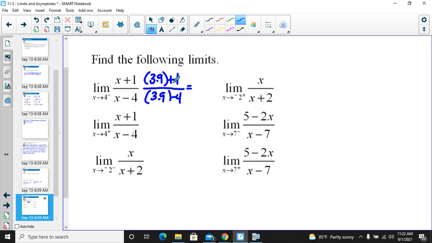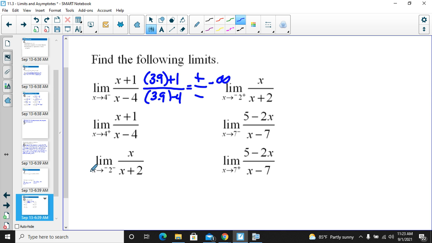So in the top, I have a positive number. In the denominator here, I have a negative number. A positive over a negative is negative. So this will go to, whoops, not -8, negative infinity. That's it. That's all there is to it.